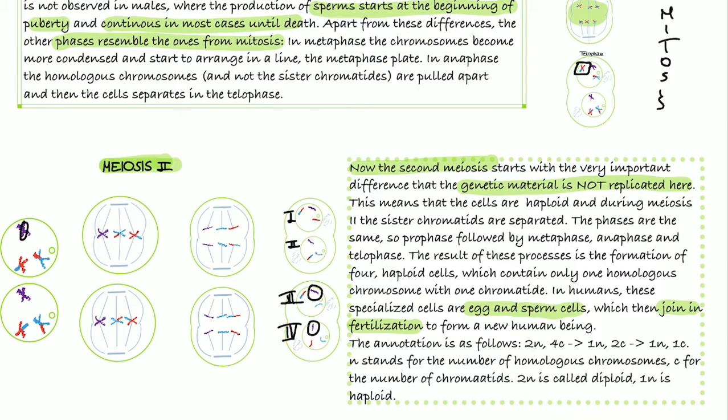The annotation is as follows. 2n, 4c gets to 1n, 2c gets to 1n, 1c. The n stands for the number of homologous chromosomes. So we first got 2, and then we got only 1, and the c is for the sister chromatids. So we've got first 4 sister chromatids, then only 2, and then just one sister chromatid. Two sister chromatids are called diploid and one haploid.